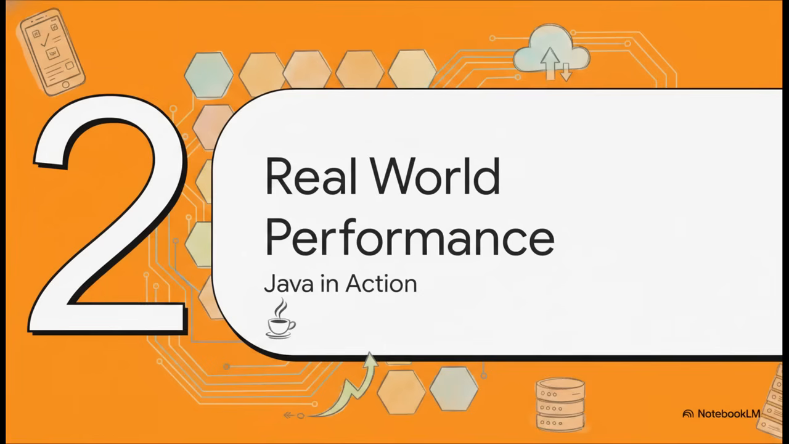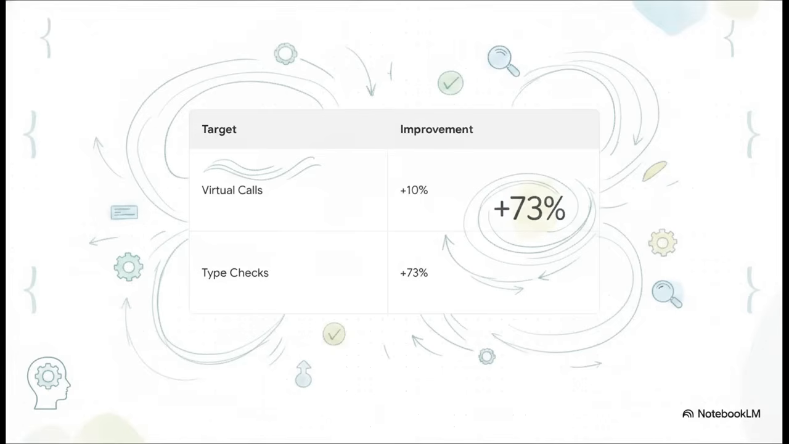Section 2, Real-World Performance, Java in Action. That all sounds fantastic in theory, for sure, but let's look at the concrete proof. The data from the study is just staggering. Researchers compared standard static analysis against this runtime-profiled adaptive approach, and the gains in accuracy are massive. For frequently executed virtual calls, accuracy went up by a solid 10%. But look at the type checks. For frequently executed type checks, accuracy skyrocketed by 73%. When the static analyzer is guided by actual runtime profiling, it can eliminate the need for those costly de-optimization guards that bog applications down, simply because it finally knows exactly what types of objects it's dealing with.